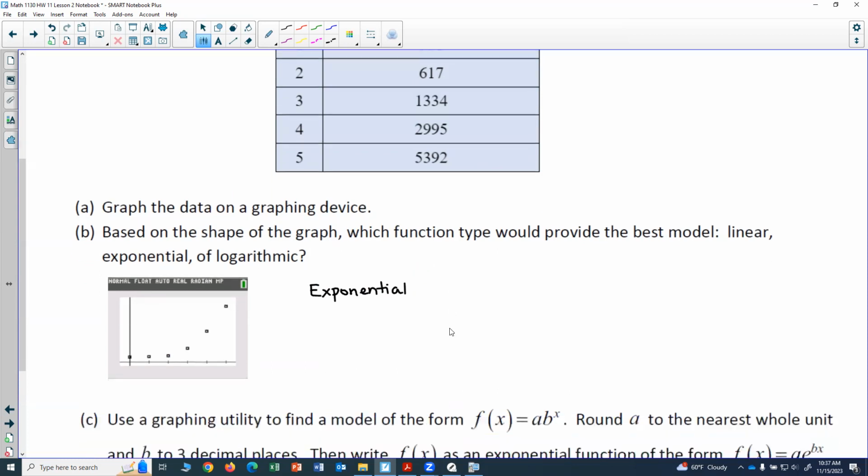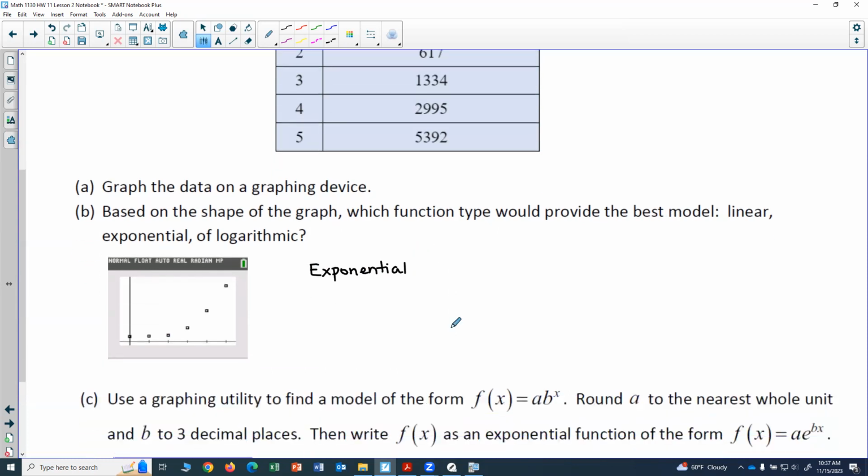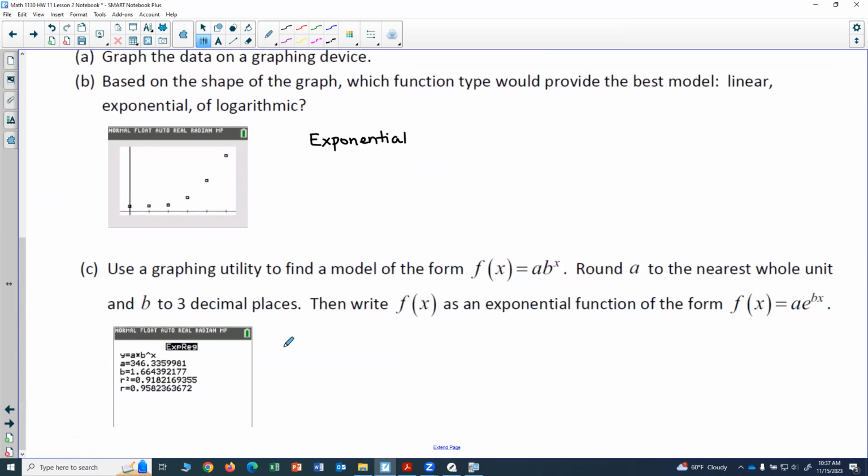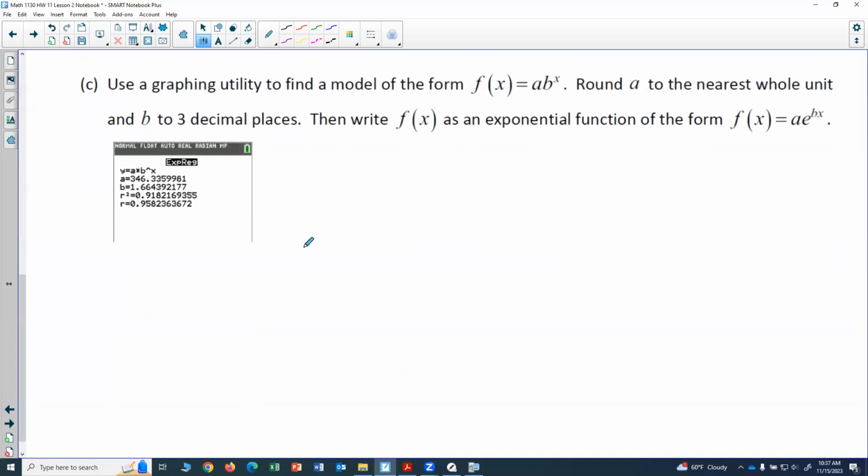All right, so now we want to find the model. So instead of just doing the graph, now I'm going to try to find the equation. So use a graphing utility to find a model of the form f of x equals ab to the x, and round a to the nearest whole unit and b to 3 decimal places.